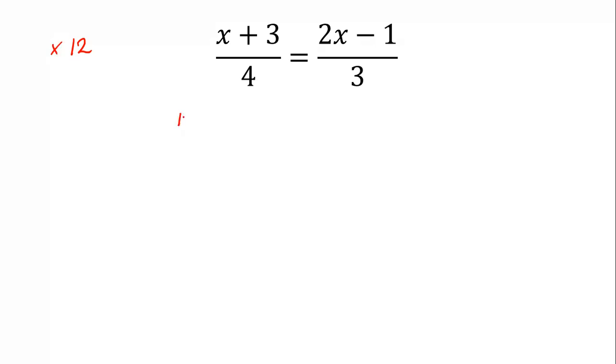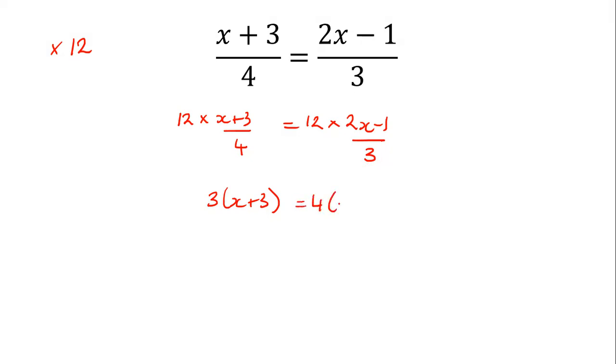So we end up with 12 times (x + 3) over 4 equals 12 lots of (2x - 1) over 3. And then 12 divided by 4 is 3, so I'm left with 3 lots of (x + 3). And then 12 divided by 3 is 4, so I'm left with 4 lots of (2x - 1). We've eliminated our fractions. And so I'll expand the bracket.